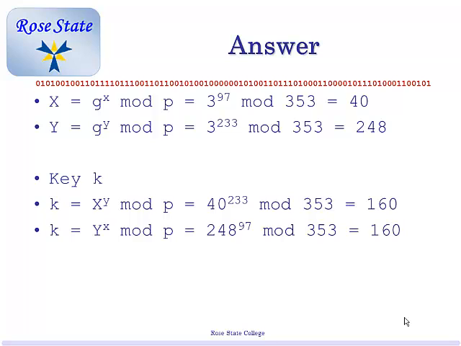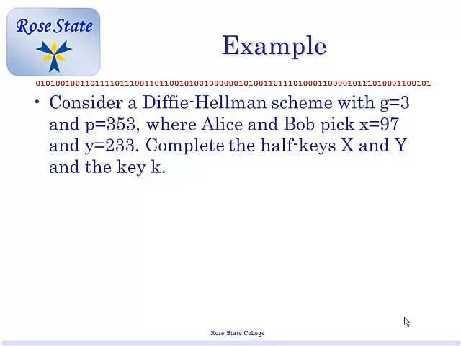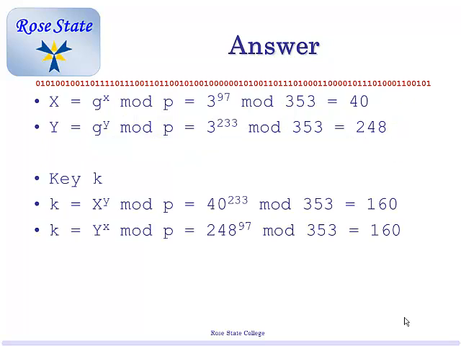And I'm going to give you questions exactly like this for the homework. There's 10 of them. What I want you to do is like this. I want to know the half keys and then the key. Now, in theory, the key should be the same, but do the calculations anyway to be safe. Okay?